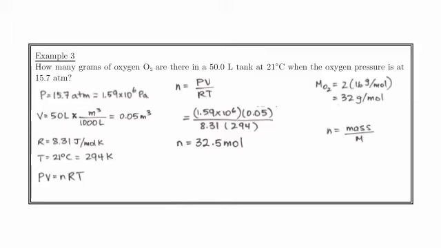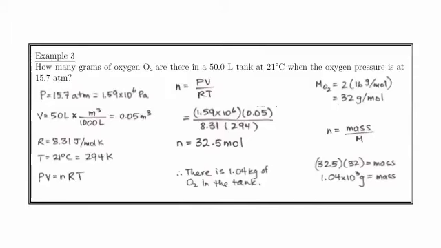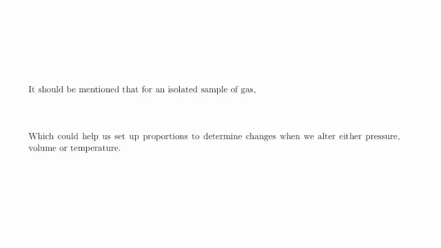Here now we can convert molar mass and the number of moles that we have into the mass of oxygen. And when we do that, we get 1.04 times 10 to the 3 grams. And so we can say, hey, there's about 1.04 kilograms of oxygen in the tank. And that's a pretty standard PV equals nRT problem. They're very similar to this. And we're going to move along.